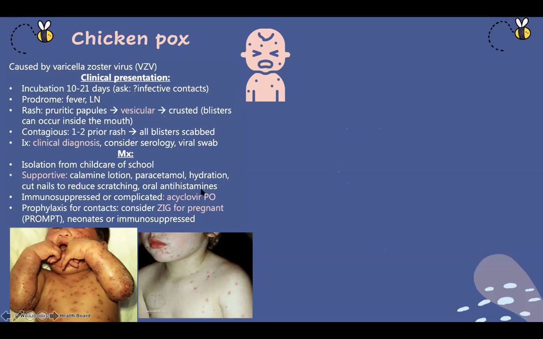Again, supportive. You can sometimes, if they're immunosuppressed, prescribe acyclovir. And in pregnancy, let's say a pregnant lady comes in, she's had contact with someone. According to Monash, you give her the zoster immunoglobulin, which you can also give to neonates as well.